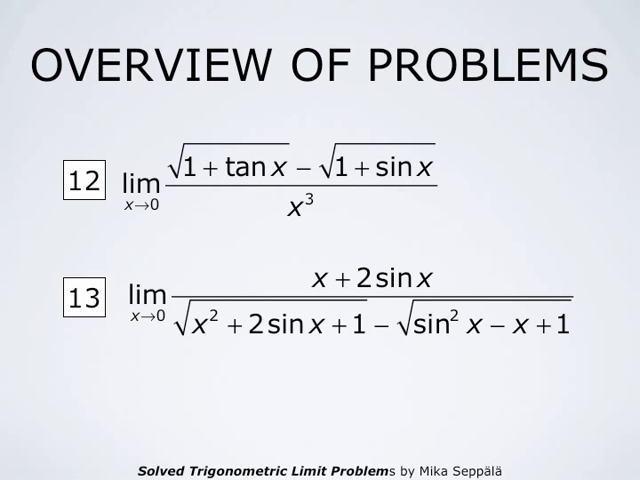Problem number 12, limit as x approaches 0, square root 1 plus tangent of x minus square root 1 plus sine x divided by x cubed. And problem number 13, limit as x approaches 0 of the quantity x plus 2 times sine of x, and that sum divided by square root of x squared plus 2 times sine of x plus 1 minus square root of sine squared of x minus x plus 1.